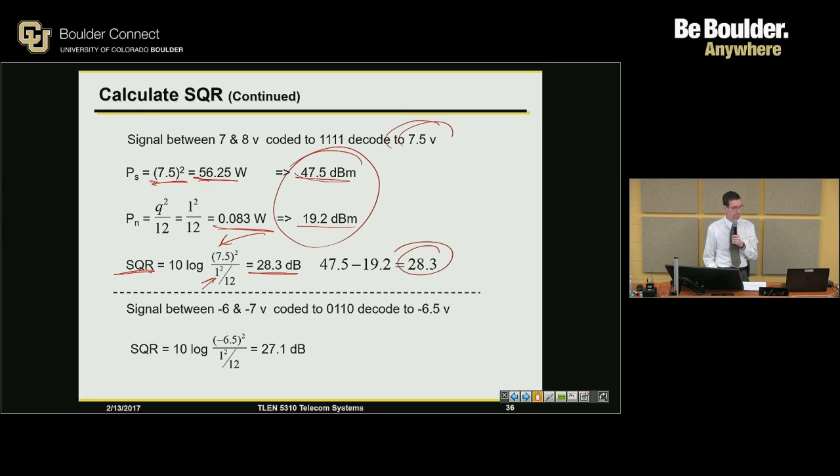A is 7.5, isn't it? A 7.5. So my A, 7.5, yes, that's my amplitude, and my Q is the 1. Because my equation for the power of the noise is the Q squared over 12. So the ratio function is, no, it's A over Q. Signal to noise ratio. We go back.